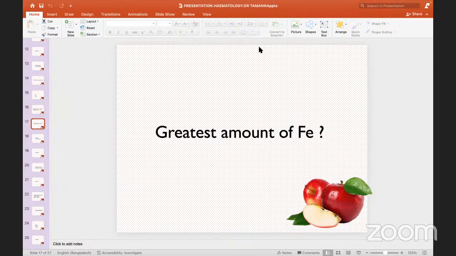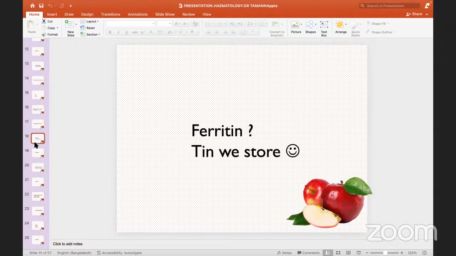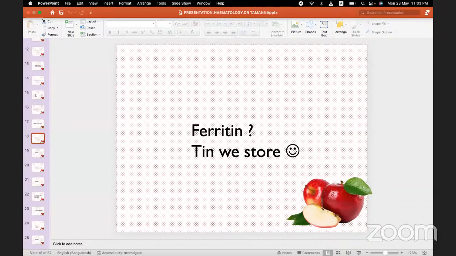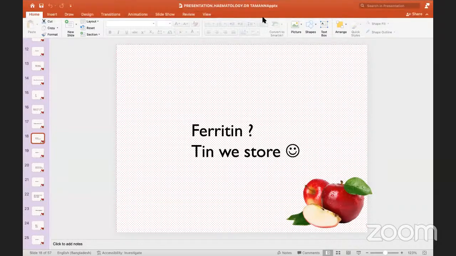Now, let us go back to our next case. Our next slide is ferritin. Can anyone tell me the function of ferritin? So when the blood is carried by transferrin, it releases iron into the tissue.